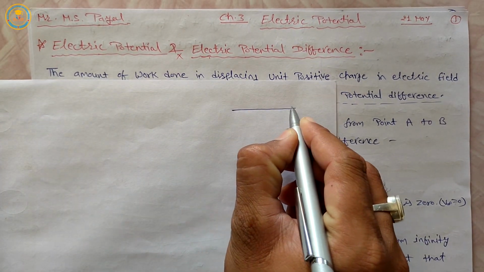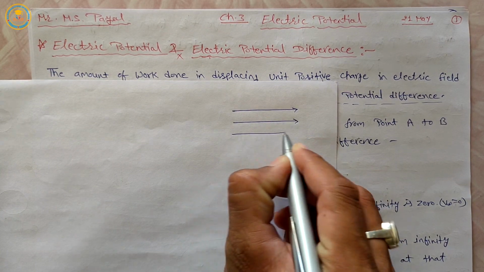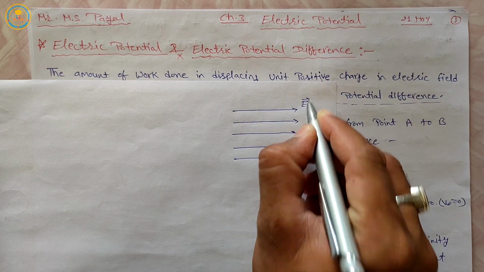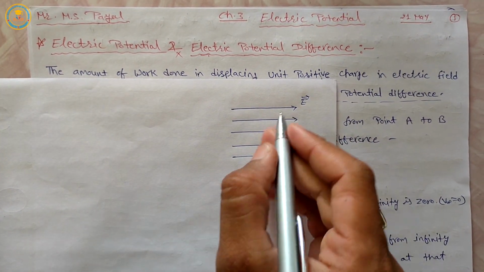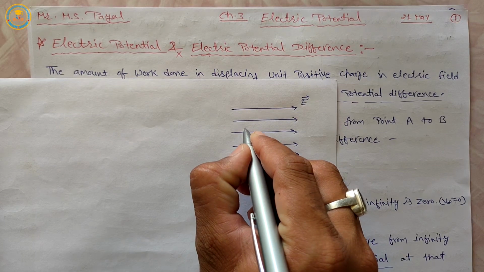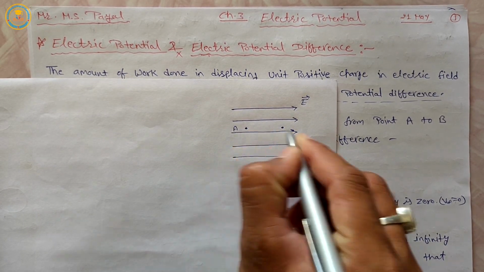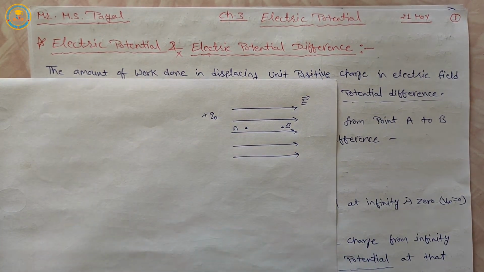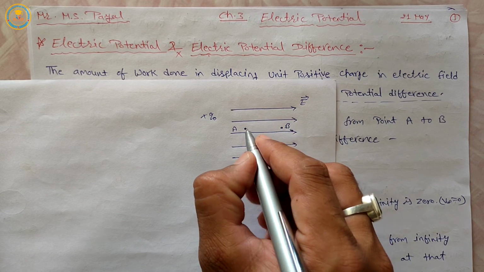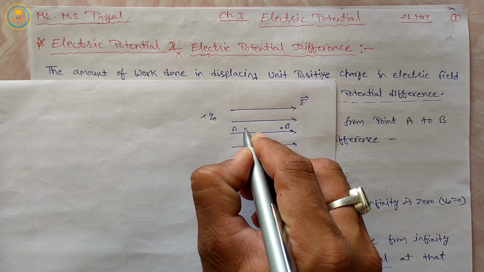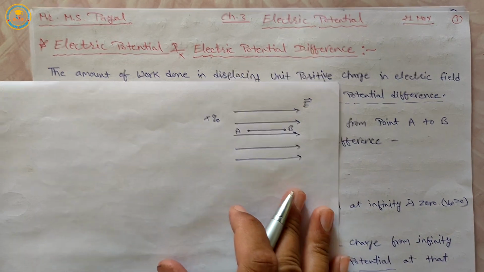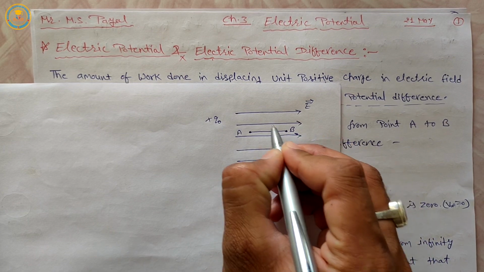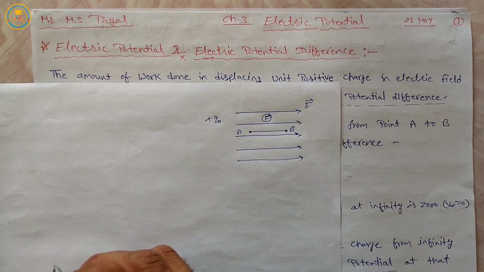Suppose we have an electric field E vector. Then suppose in this electric field we take 2 points A and B. Then a test charge Q naught is moved from point A to B. Then we do work against this electric force F.